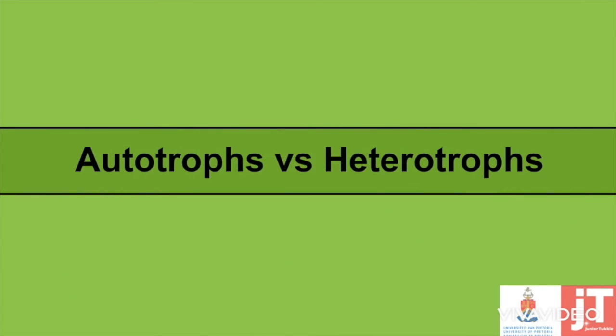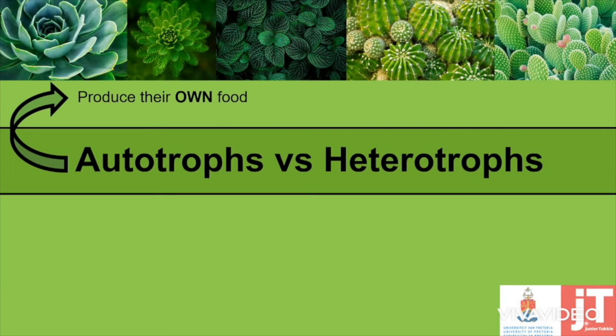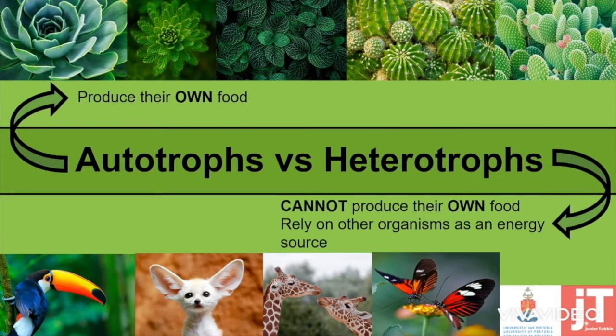So let's have a look at what is an autotroph and a heterotroph. Organisms such as green plants or even algae are known as autotrophs. So these are organisms which produce their own food. Other organisms that cannot produce their own food are known as heterotrophs. So these organisms rely on other organisms as an energy source.